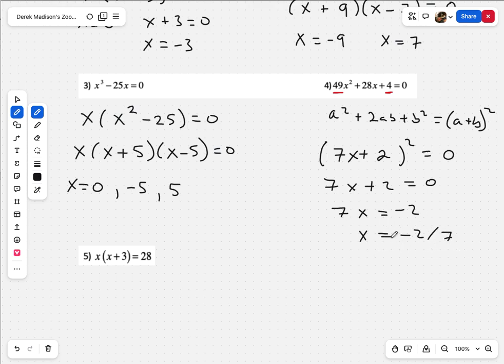So if it helps to write that out, by all means do so. But that's the same as what we're doing over here. Just over here, it's easy enough, we can usually look at it and see.